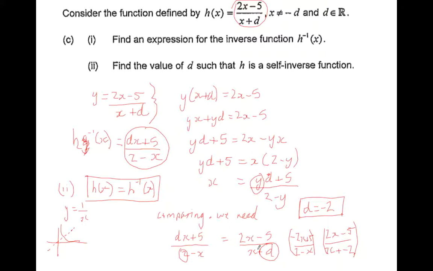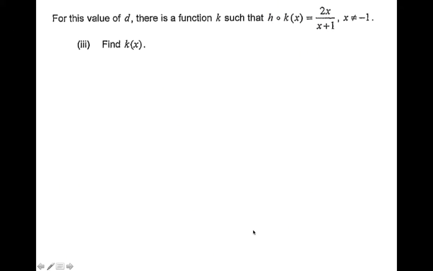Okay. And if we move on to the last part, for this value of d, okay, so we're taking d equals negative 2. It's a bit unfortunate if you couldn't get d equals negative 2 out from the last part, it'd be quite hard to actually then attack this particular part. Yeah. We want h of k of x to equal this. Okay, well let's just start with this. k of x is some kind of function.